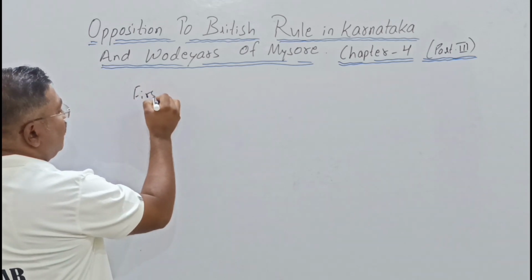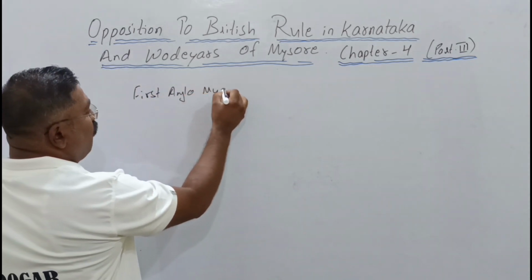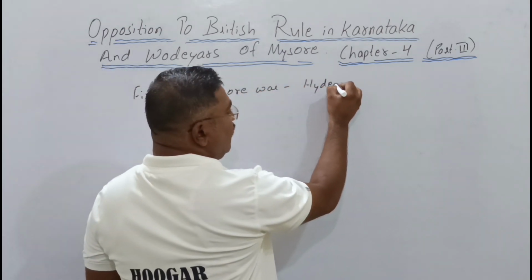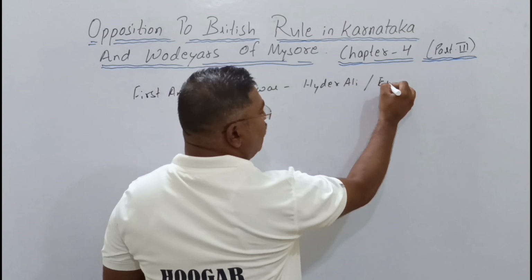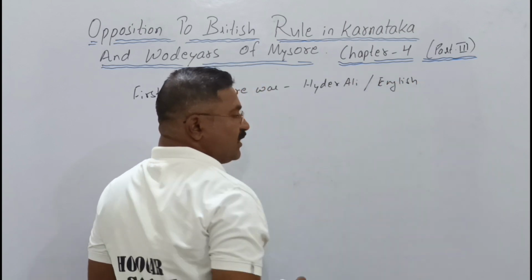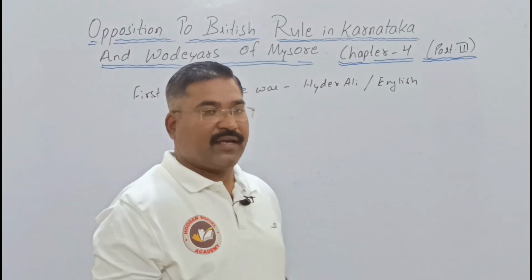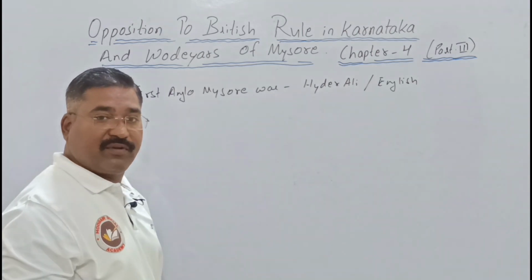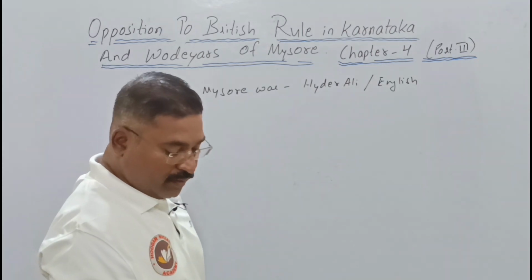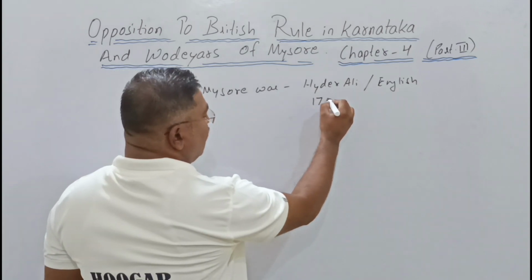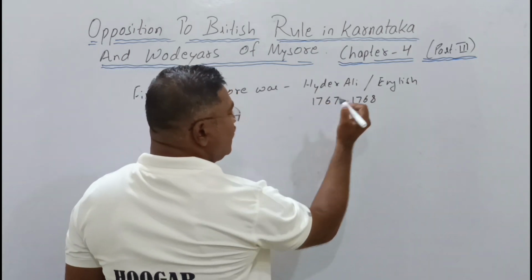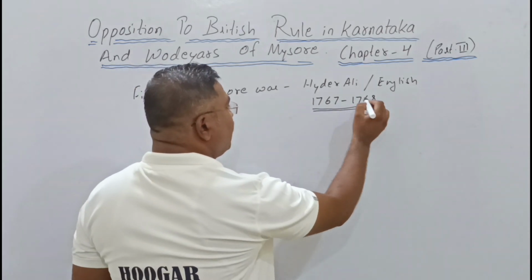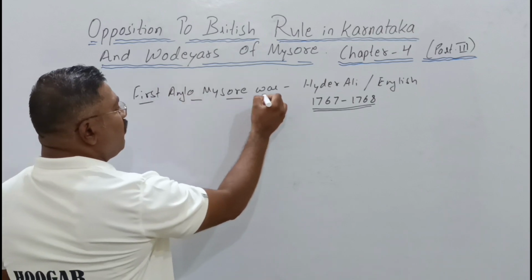The first Anglo-Mysore War was fought between Hyder Ali and the English, or the British. First Anglo-Mysore War, between whom? Between Hyder Ali and the English. This war was from the period of 1767 to 1768. In this, we see the first Anglo-Mysore War.